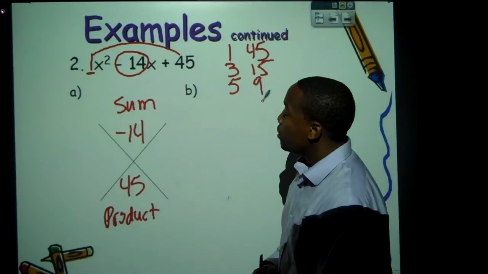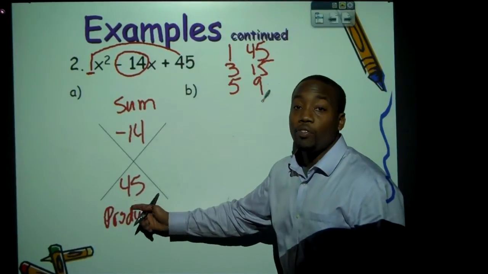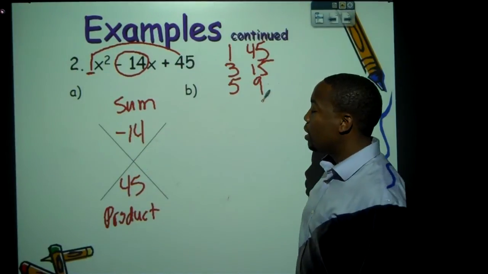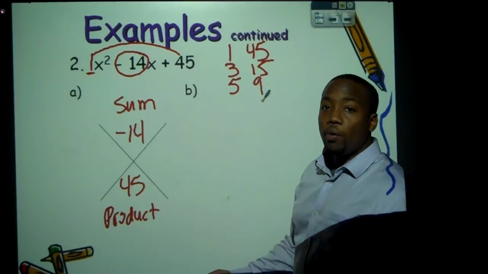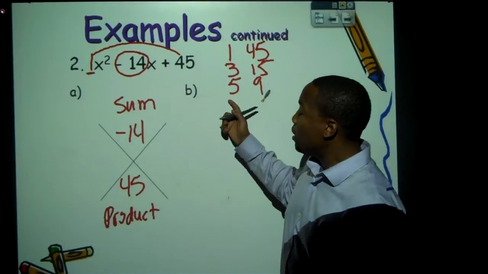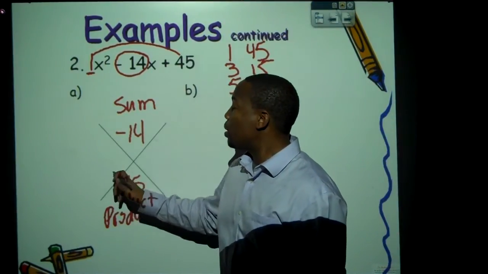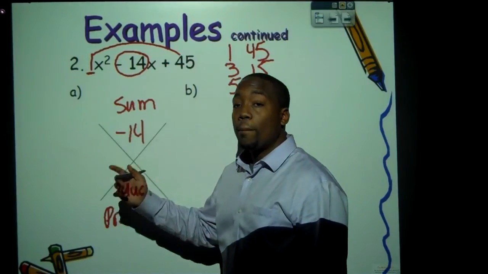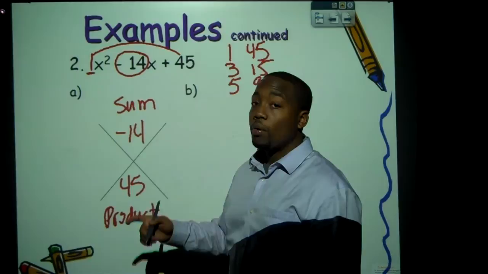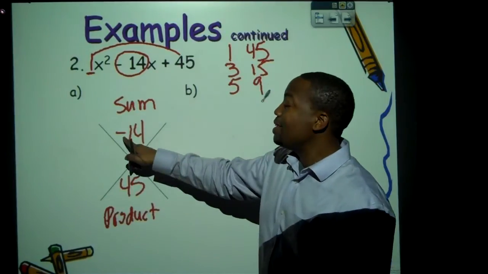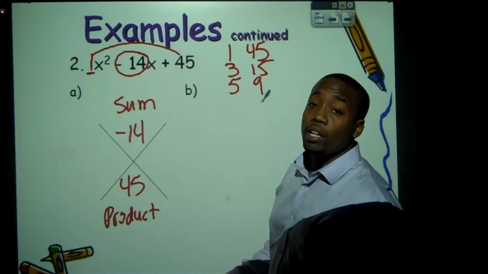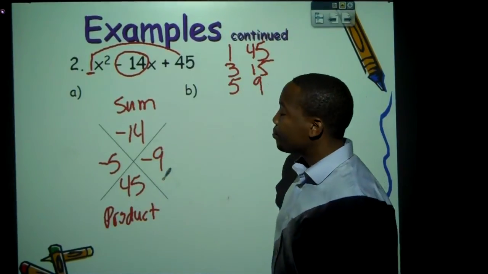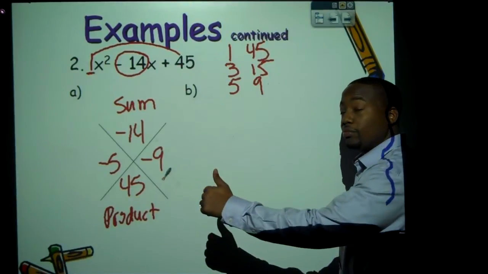That's it, right? So, now I need a positive 45 and -14. So it needs to add up to be -14 and multiply to be 45. How will I need to set that up? So the 9 and the 5. The only way to make this work is if the product is positive, that means it either has to be both negative or both positive. But the sum is a negative right here. So that means they have to be both negative. So -5, -9. Alright? Good.